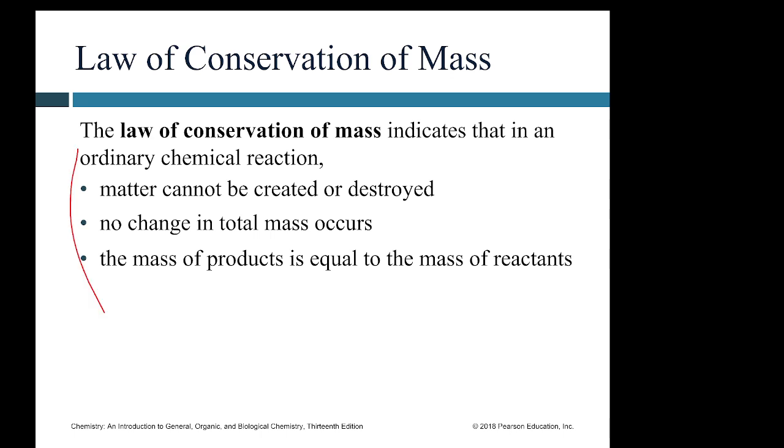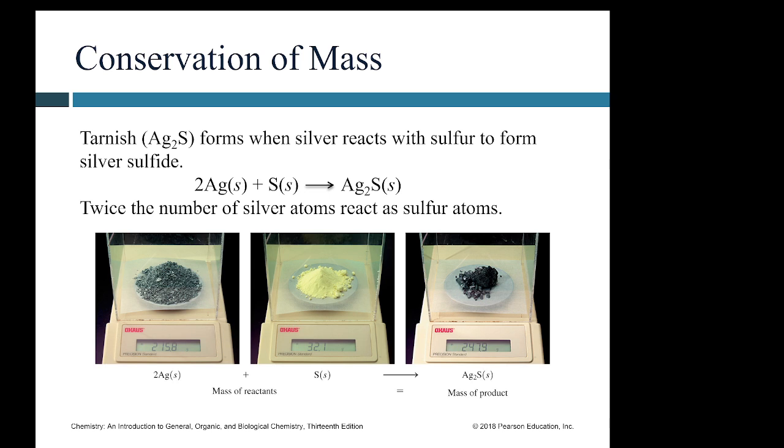It's going to indicate that in an ordinary chemical reaction, matter cannot be created or destroyed. There's going to be no change in the total mass. The mass of the products has to equal the mass of the reactants. The only time this would not be true is in a nuclear reaction, right? In that case, you actually do change mass. Yeah, you actually use some of the mass to make energy. Okay. All right, so let's talk about reaction.